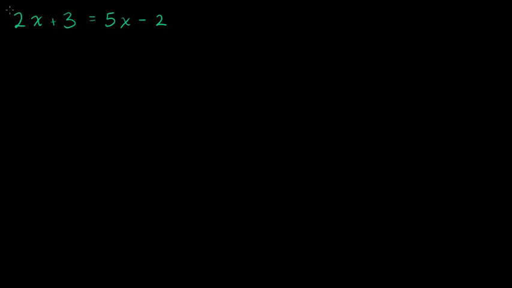So let's visualize it. So we have 2x right here on the left-hand side. So that's x plus x. And then you have plus 3. So that's equivalent to plus 1, plus 1, plus 1. That's the same thing as 3. I could have drawn 3 circles here as well. Plus 3. And then that is equal to 5x's. I'll do that in blue. So 1, 2, 3, 4, 5.